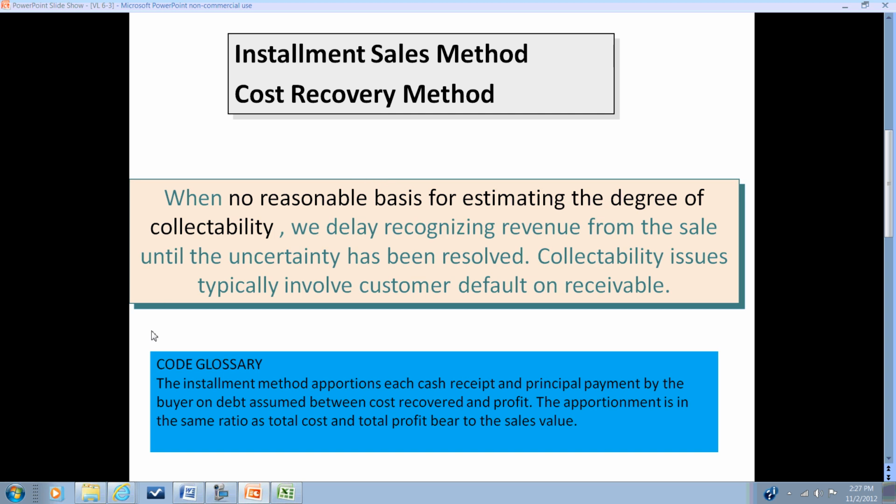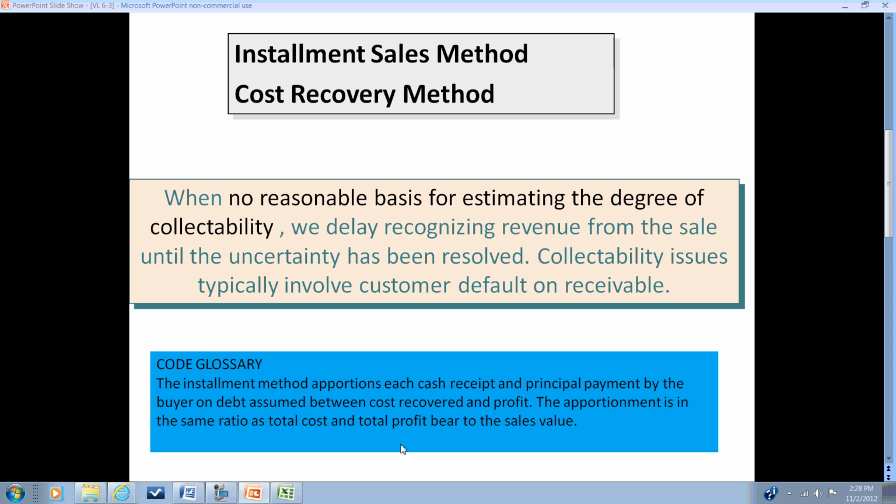The FASB code defines the installment method as a way of allocating each cash receipt, a little bit going to the recognition of recovering the cost of an item, and the remainder going to the recognition of gross profit.